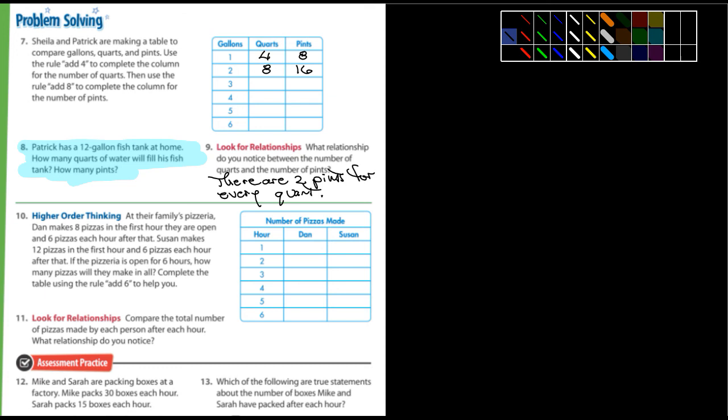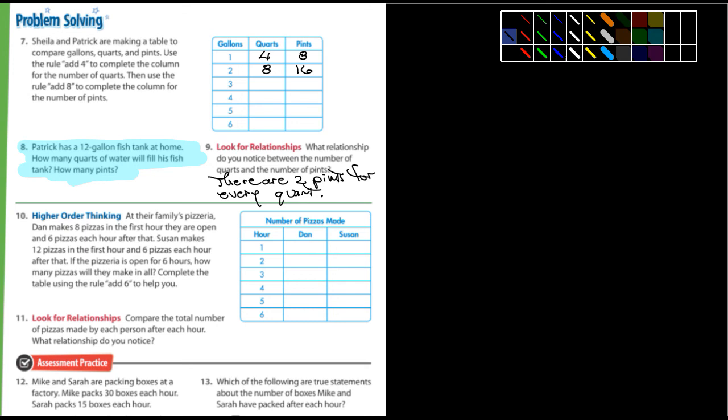Okay. Number 10, Dan makes 8 pizzas in the first hour they're open, and 6 each hour after that. Susan makes 12 pizzas in the first hour and 6 each hour after that. If the pizzeria is open for 6 hours, how many pizzas will they have made in all? Okay, so complete this chart. I'll get you started here.